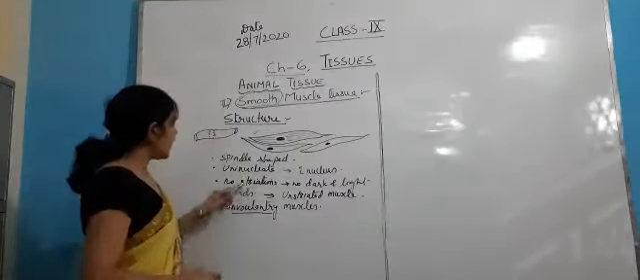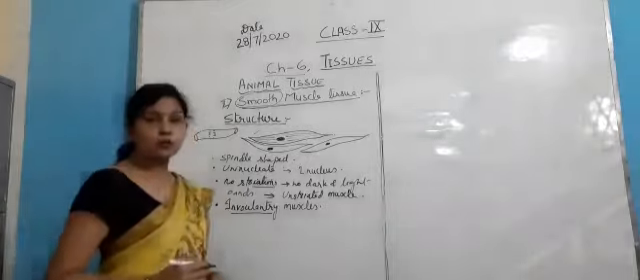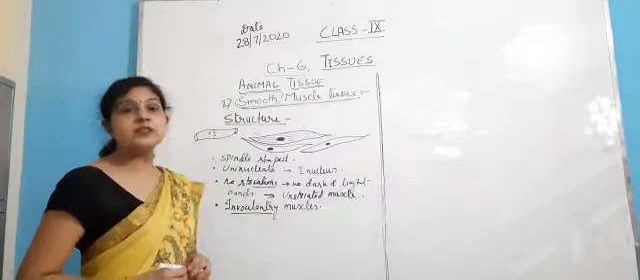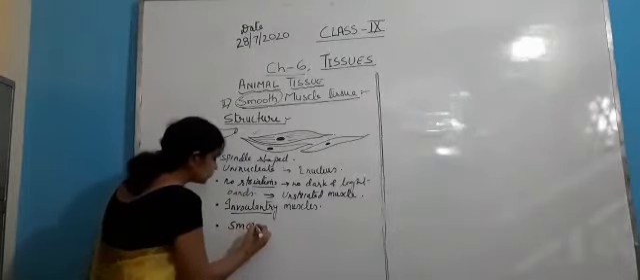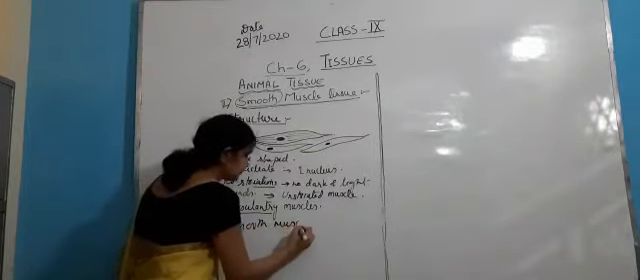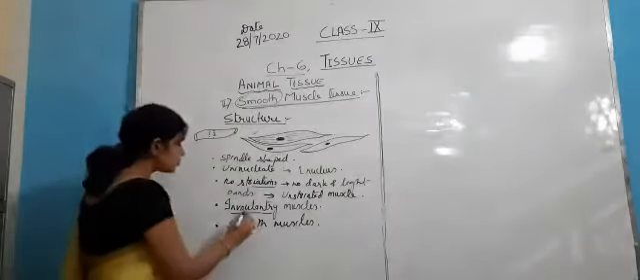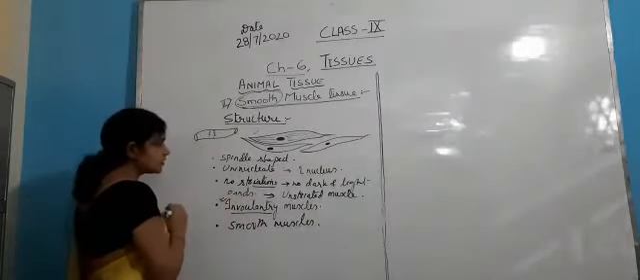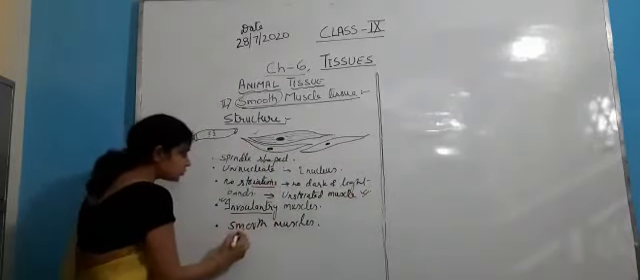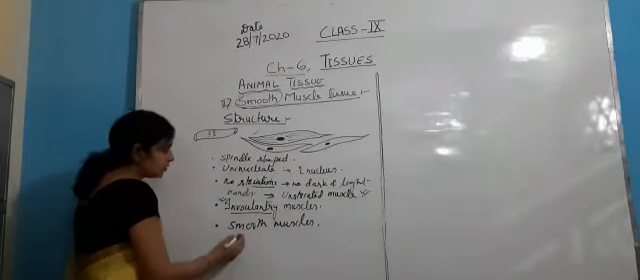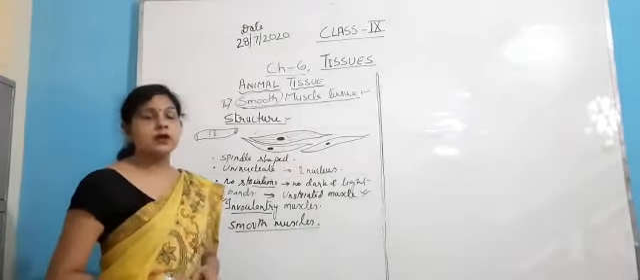As I told you, the striations are not visible and under the microscope their appearance is smooth. That is why they are called smooth muscles. So these smooth muscles are also called involuntary muscles. They are also called unstriated muscles, and they are also called smooth muscles.